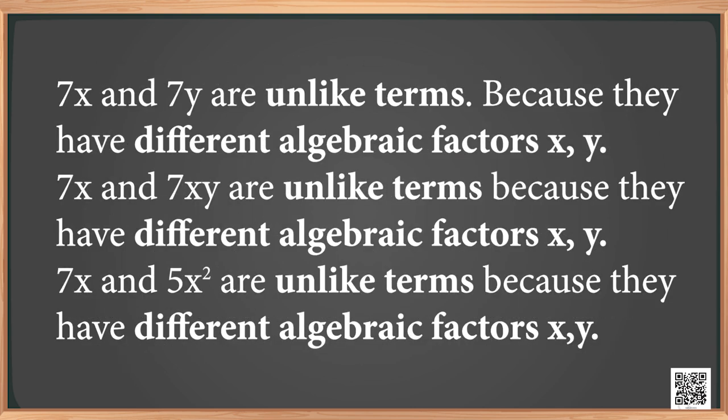7x and 7y are unlike terms, because they have different algebraic factors x, y. 7x and 7xy are unlike terms, because they have different algebraic factors x and x, y. 7x, 5x square are unlike terms, because they have different algebraic factors x, x square. Also, try yourself to write two unlike terms for the following.